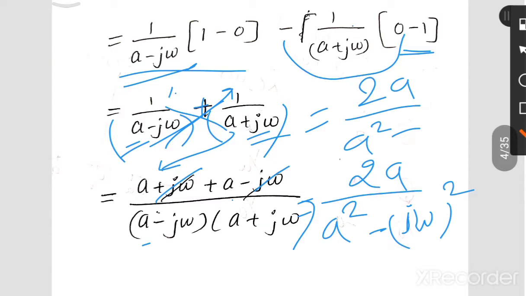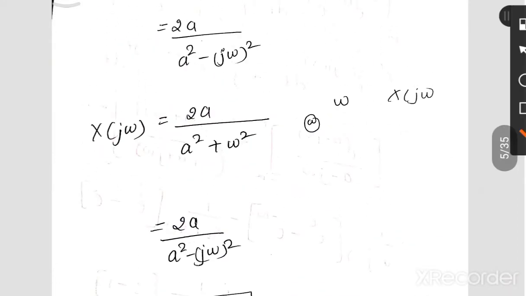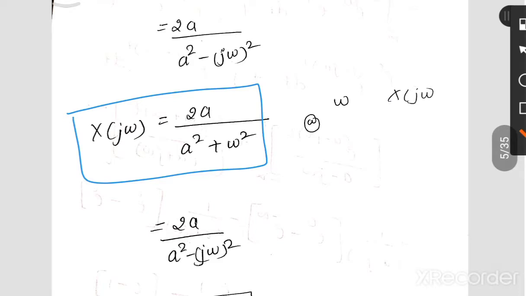What is the value of j square? It is minus 1. Minus into minus plus omega square. That is your X of j omega, 2a divided by a square plus omega square. Now we have to draw the spectrum. To draw that spectrum we have to get its values, like omega value is what? At what value of omega, what is the X of j omega?